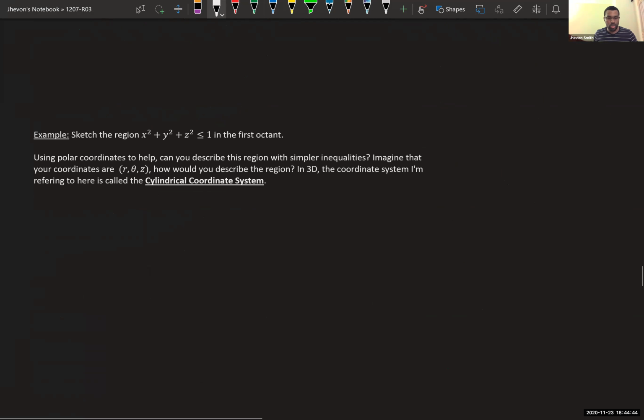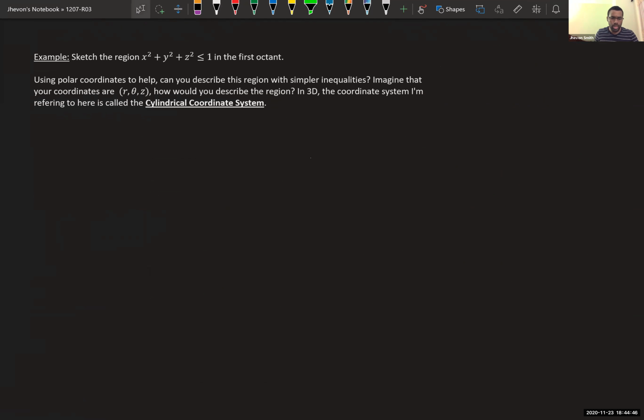Okay, so now we're going to do regions in 3D. For example, sketch the region x squared plus y squared plus z squared less than or equal to 1 in the first octant. So there's that phrase, in the first octant, again. Okay, so what is this going to look like? What do you guys think?